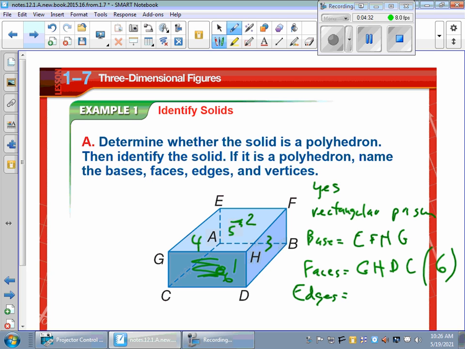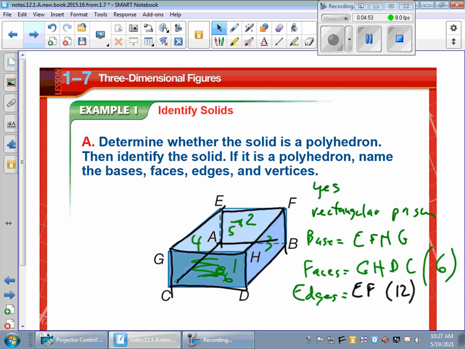So for edges, we're talking any of these lines. So here's 1, 2, 3, 4, 5, 6, 7, 8, 9, 10, 11. So there's 12, and we can name one of them as EF, and there's a total of 12. And then the last one they want is vertices.